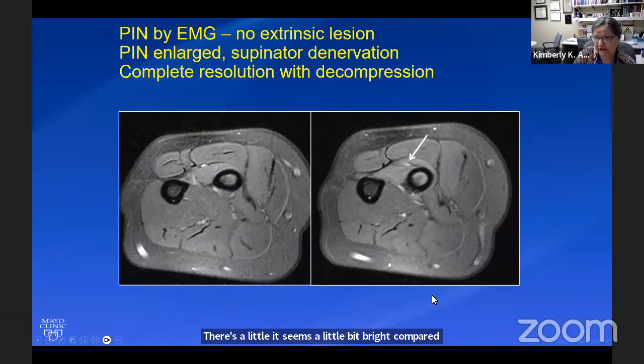This is an example of a patient who's got a posterior interosseous neuropathy by EMG and does not have any kind of extrinsic lesion. And these are hard, but you can see here that this is the PIN here. It's a little bit enlarged. It's got some focal fusiform enlargement, which is never normal. Nerve should always get smaller, going from proximal to distal. So this is a little bit large. And then we've got this denervation of the supinator. So this is a good example of PIN entrapment without a discrete lesion. And this patient actually did completely resolve their symptoms with decompression.